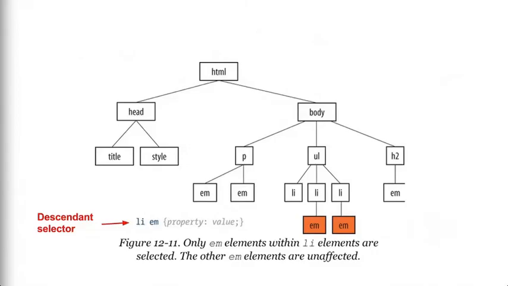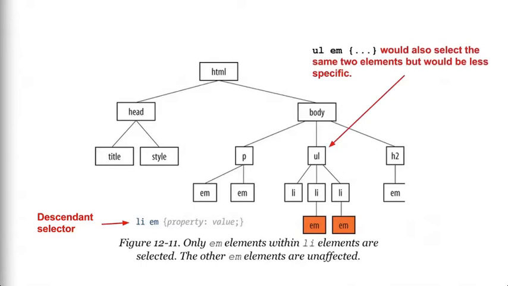This figure from the book illustrates how descendant selectors work. The selector LI EM on the left is matched up with elements in the tree to find two matches. There are two other EM elements in the tree, but they don't have LI elements in their ancestry. If we wanted to use a few more distant ancestors, we could, though our rule would lose out to one with a more specific selector.